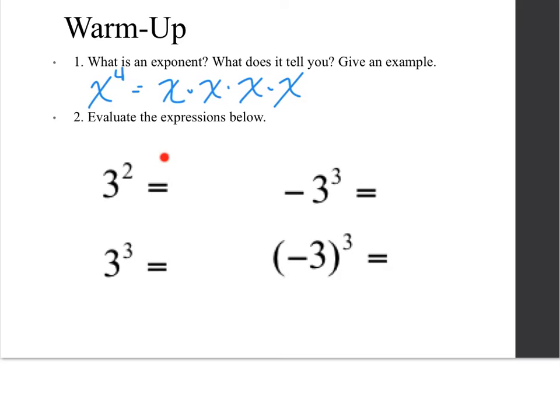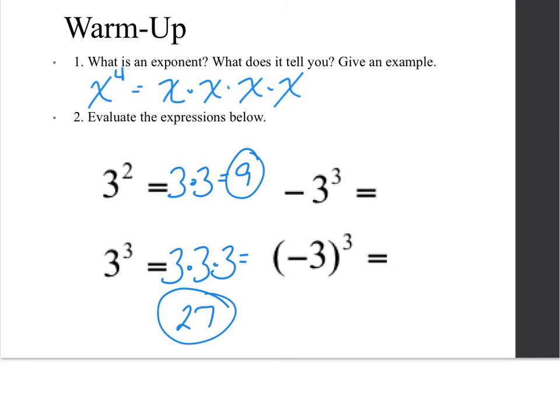So looking at these expressions below, we have 3 squared. That means we're multiplying 3 2 times. So that means 3 times 3, which of course equals 9. And in this case, we're simplifying 3 squared. When we go to 3 cubed, right below it, we get 3 times 3 times 3, which is 27 when it's simplified.